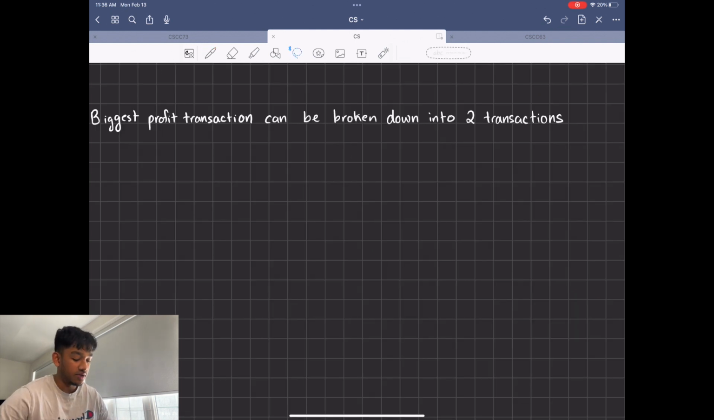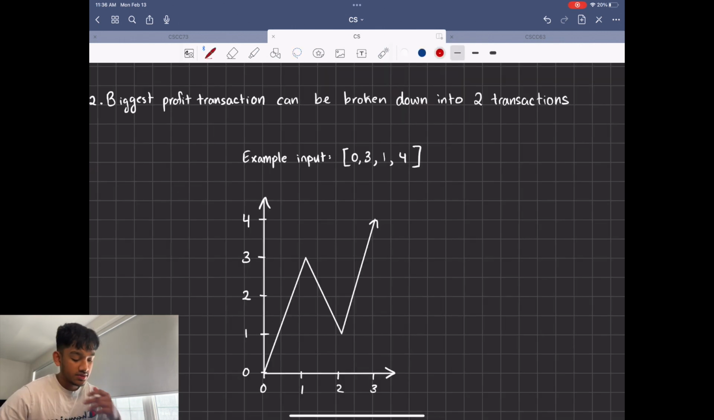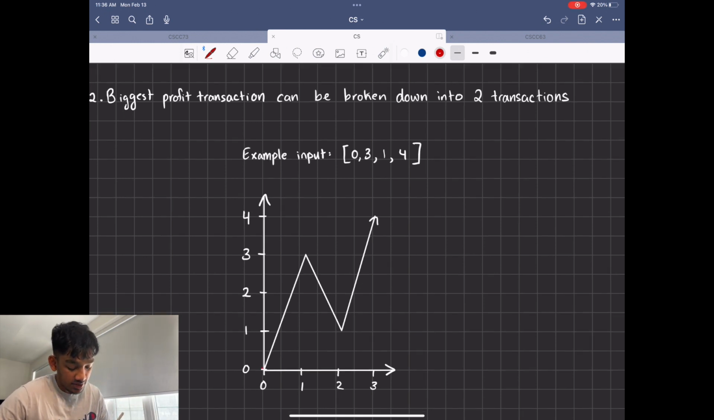Finally, this is a tricky one. The biggest profit transaction can be broken down into 2 transactions. This might be confusing at first, but let me draw it out so that you can actually understand it. This is the example input, and let's draw this onto a graph. Our example is 0, 3, 1, 4. You know that the biggest profit you're going to get in 1 transaction is when you go from 0 all the way to 4, because this gives you a max profit of 4 in 1 transaction.